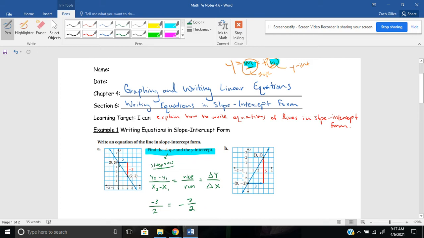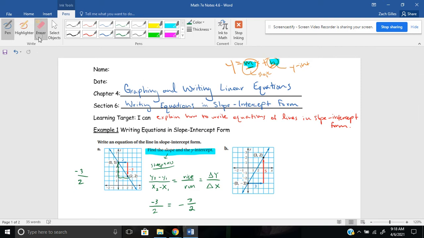And you can do that any way. You can start here and you can say that you're going down 3. 1, 2, 3. So that would be down 3. And to the right 2, 1, 2. You can see both of those points are on this line. Okay, to the right 2 would be +2.